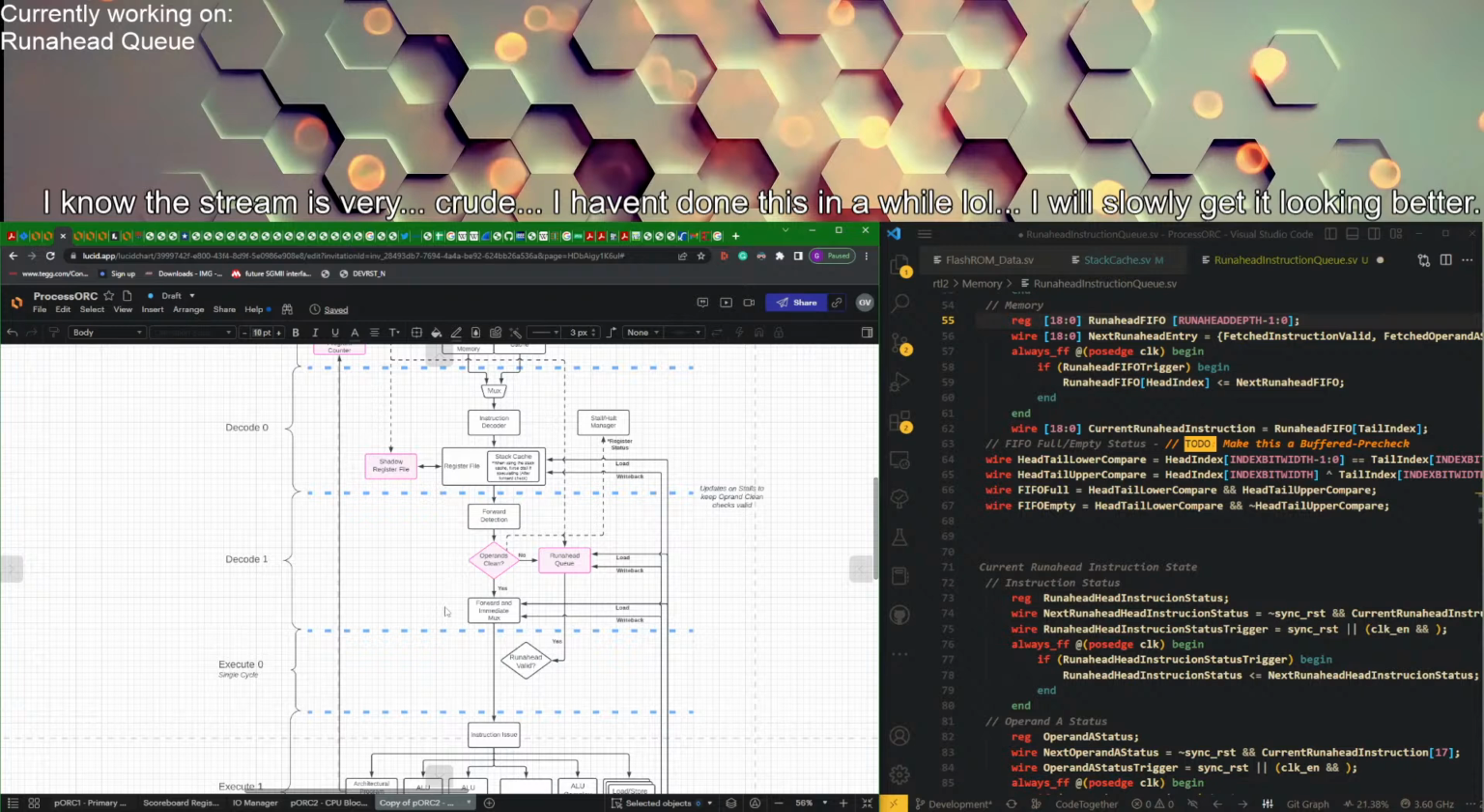If I inject down there, I need to read my register values, so it needs to be above my register file.